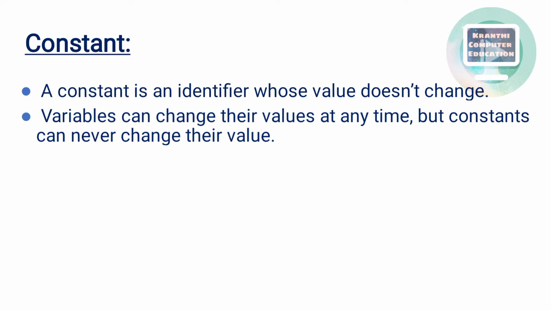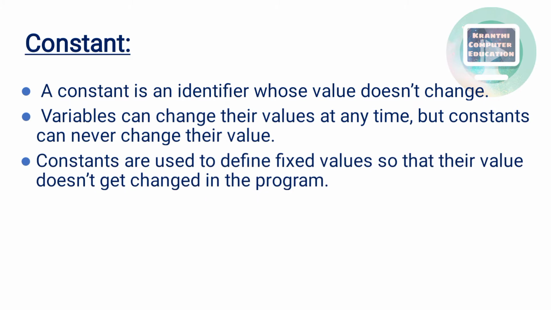In the previous topics we just saw variables. Variables can change their values during the program execution, but constants can never change their values. Constants are used to define fixed values so that their value doesn't get changed in the program. So constants are used to store fixed values. The value which is saved inside the constant is fixed for that program. That value should not get changed in the program.